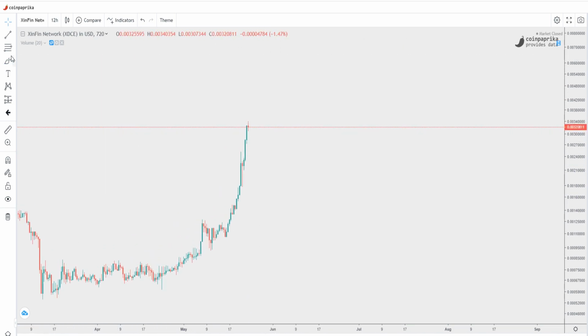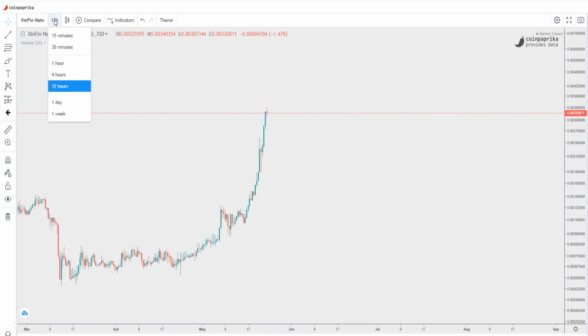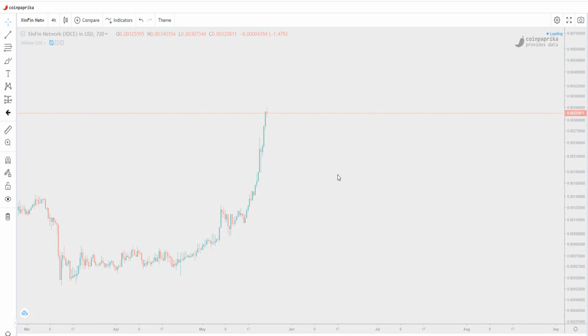And now we have another bearish candle. It's a bearish spinning top, but this is a 12 hours chart, and it is not over, and we will look for the next ones. Let's take a closer look on the 4 hours.